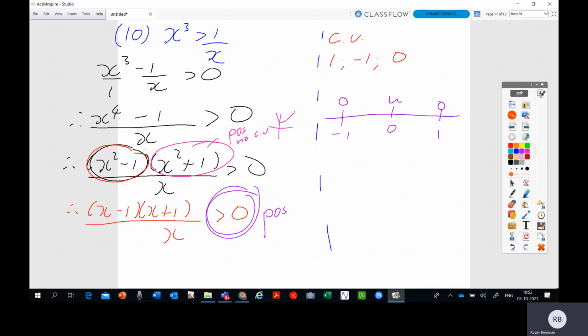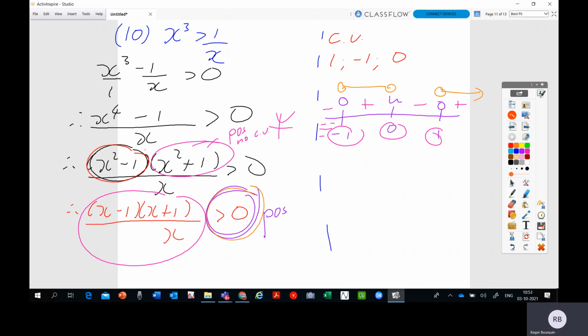If I subbed in a number smaller than -1, like -10, each individual factor, circle those so we don't get confused, it would be negative over a negative, which is going to give us a negative. There are no perfect squares, so it'll alternate. We're looking for positive answers. I get positive answers over here and over here. And remember, because it's greater than naught, not greater than or equal to, I can't include any points. So there is my solution on the number line.